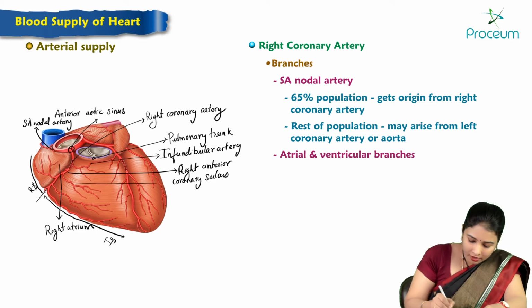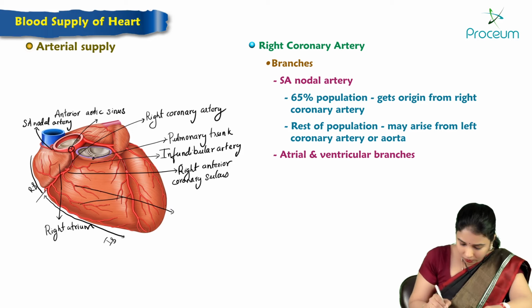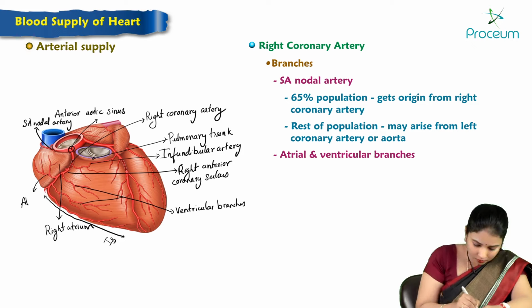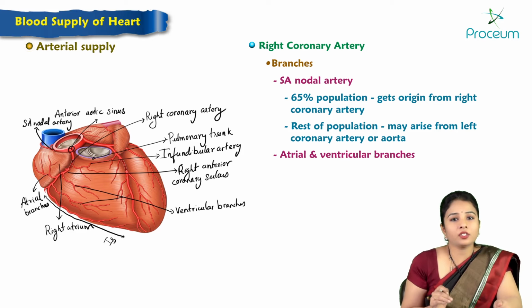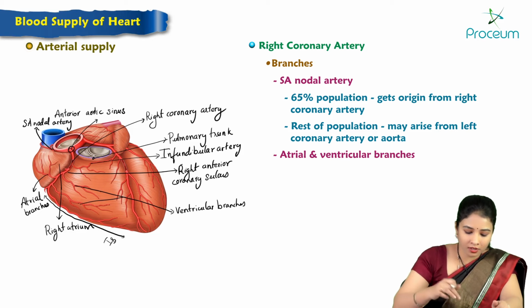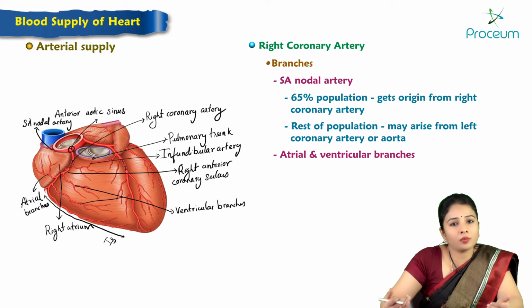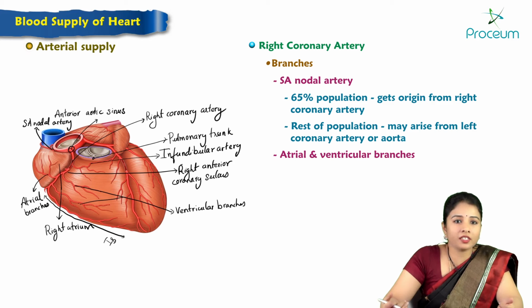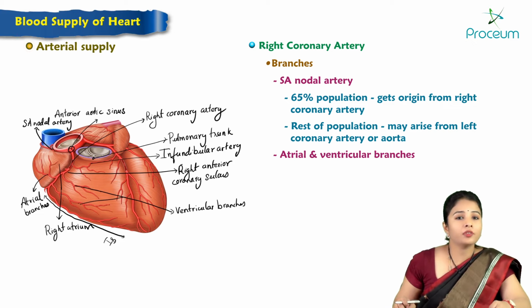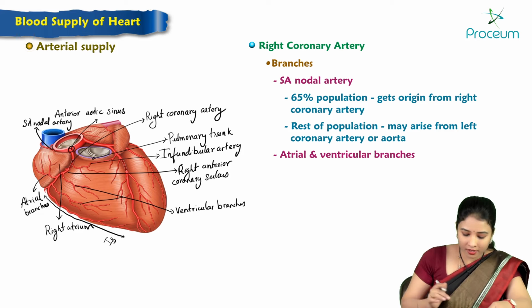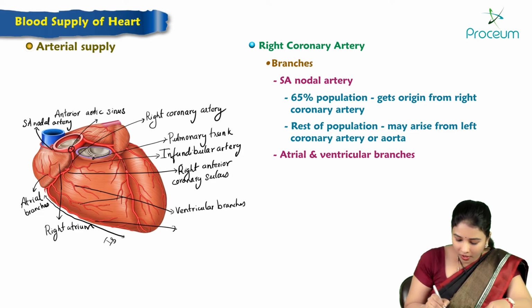So here are the atrial and ventricular branches. We can see the anterior ventricular and anterior atrial branches. Further, it continues posteriorly to give rise to posterior atrial and posterior ventricular branches. And we can see an artery which runs along the inferior border of the heart, which is called the acute marginal artery. So this is the acute marginal artery.